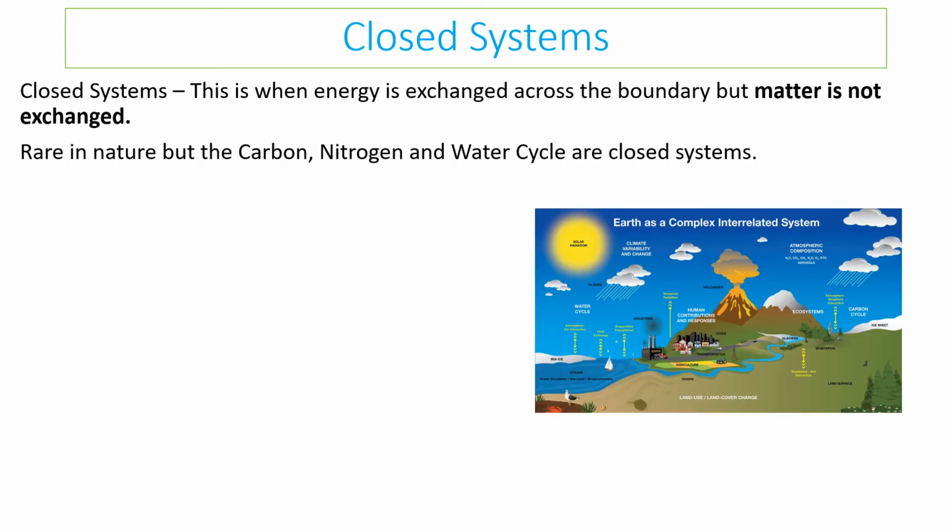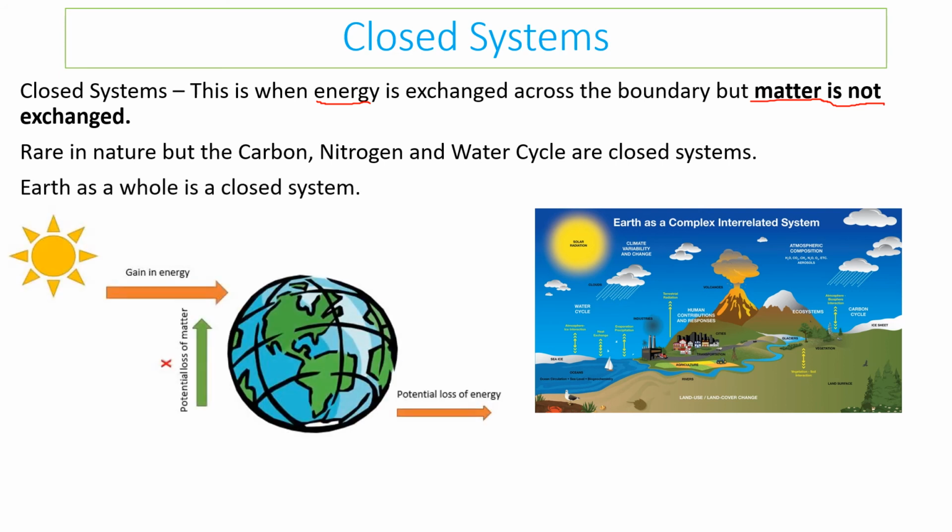A closed system is where energy can be exchanged, but matter cannot. So again, you must mention that matter is not exchangeable in this case. Now, they are rare in nature, but the different cycles that you'll have learned, the carbon cycle, the nitrogen cycle, the water cycle, are all closed systems because they don't interact with other systems and are more isolated. The biggest example, though, is the Earth. The Earth is a closed system because it gains energy from the sun, and some of that energy, infrared radiation, radiates back into space.